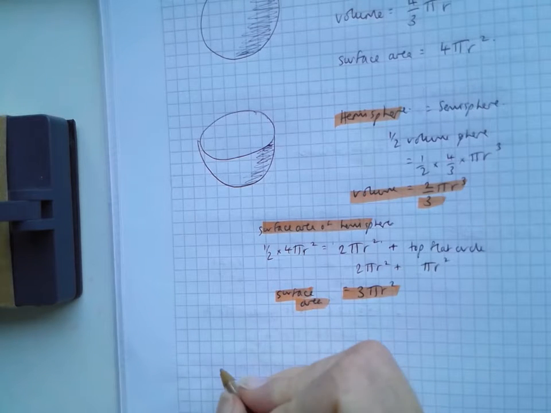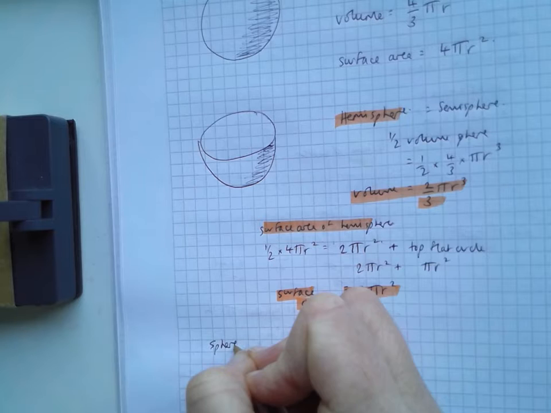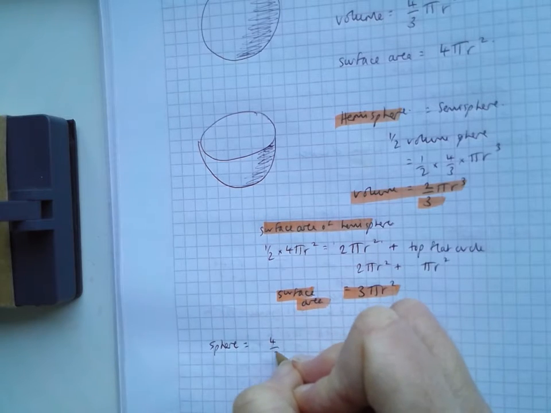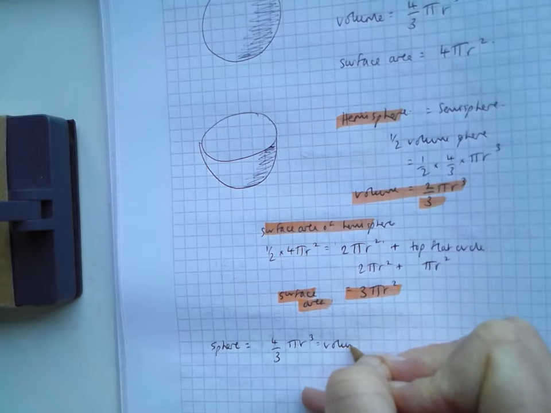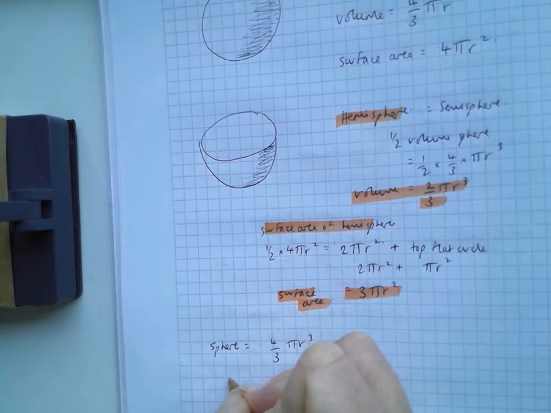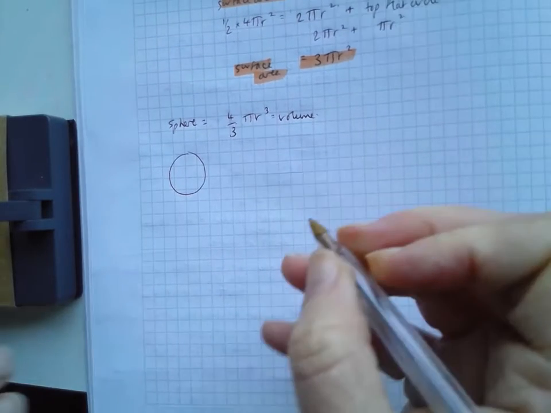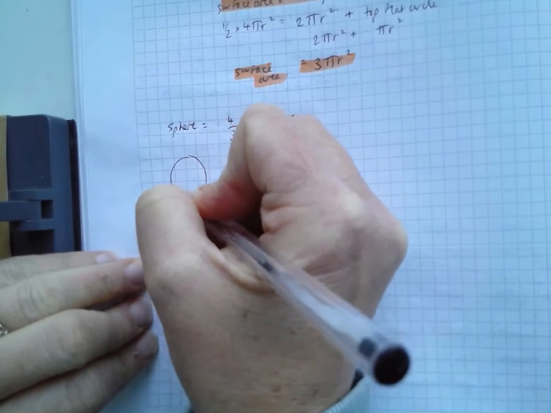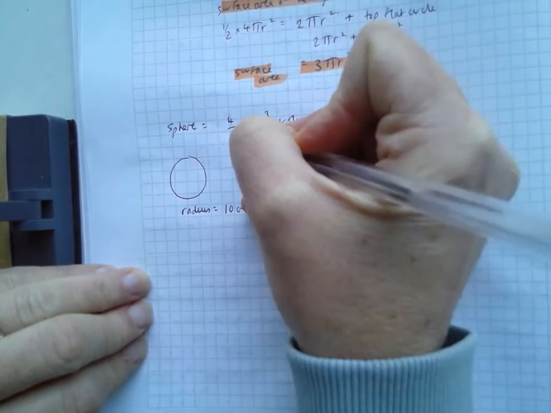Not a particularly difficult formula to use, especially seeing as you have a calculator for your fractions. So 4 over 3 pi r cubed is the volume. So for instance, you've got a sphere, and you're told that its radius is 10 centimeters. You're asked to find the volume.